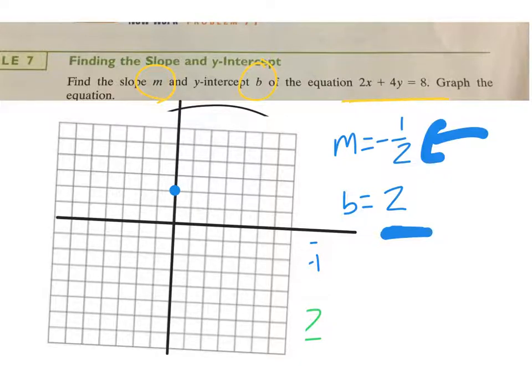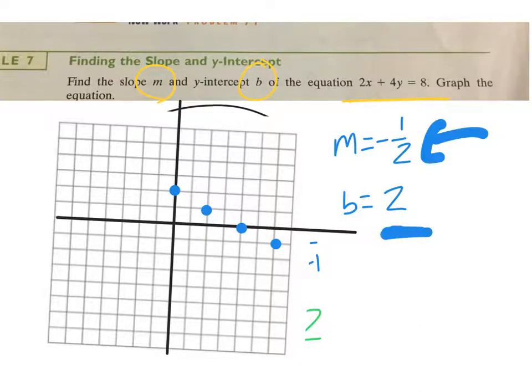Now again, the way that I like to explain it, you have to choose to put the negative in either the numerator or the denominator. So I chose to put it in the numerator to make that a negative 1, which means you have to go down 1. Now I can do that as many times as I'd like. So from that point, I'm going to go down 1 to the right 2 again. The worse you are at drawing straight lines, the more times you need to do this.